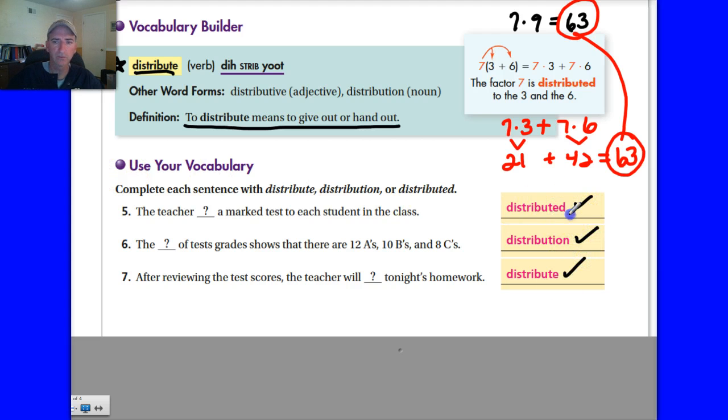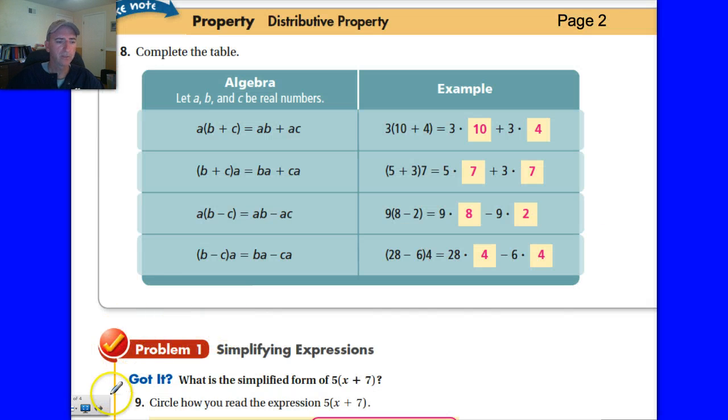The words there are distributed, distribution, and distribute. The point is they're just trying to see if you understand what the word distribute really means. So that's neither here nor there. Let's move on to page number 2 in your notes. Page number 2 looks like this.